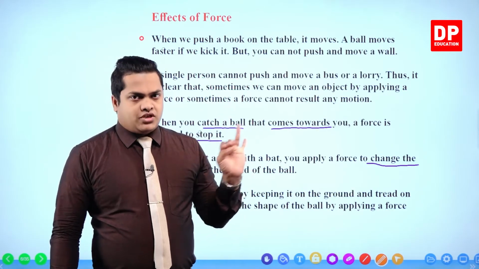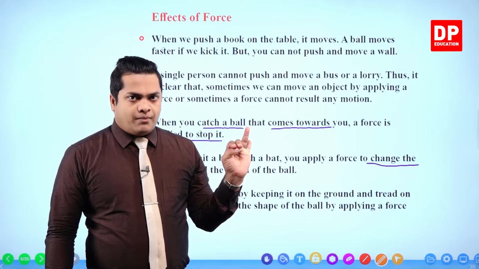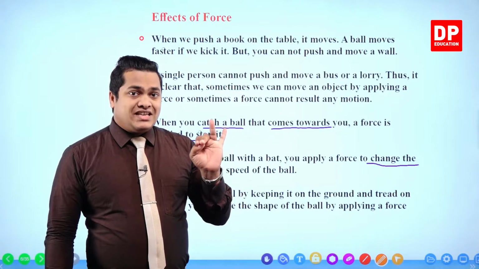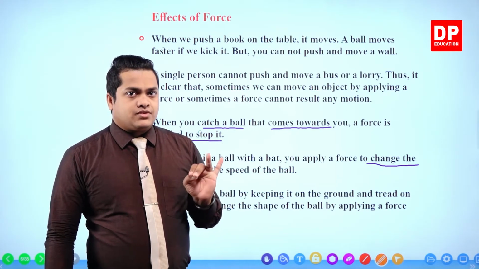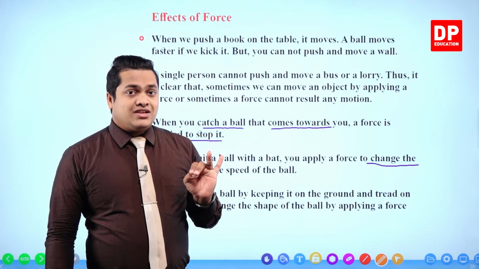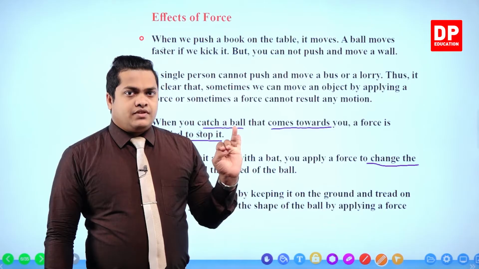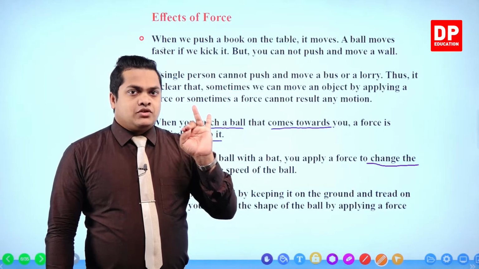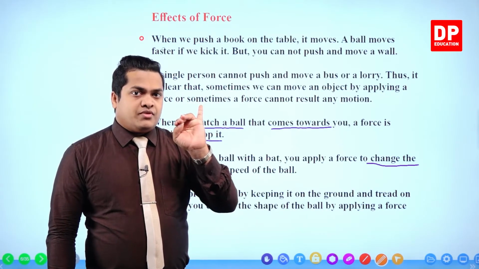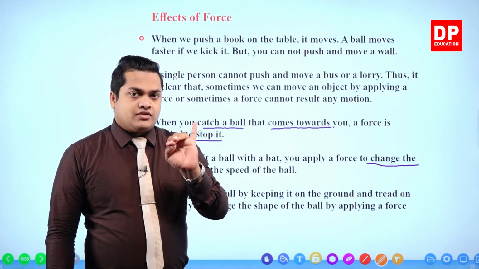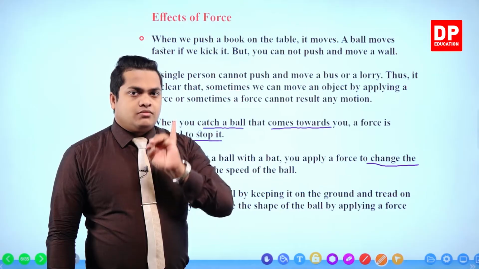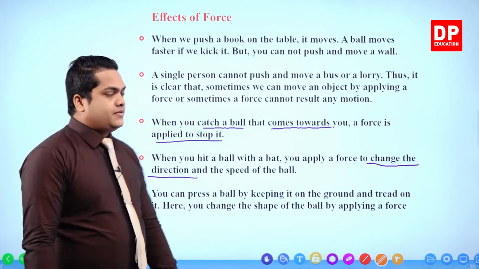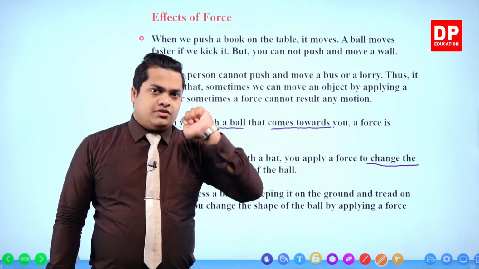Then, by grabbing a ball, we are going to stop the motion of an object. So we can apply a force to stop a moving object. Then to change the direction of a moving object, we need to apply forces, like in playing cricket or football. So number four, to change the direction of motion of an object. Then finally, number five, like in here, to change the shape of an object.